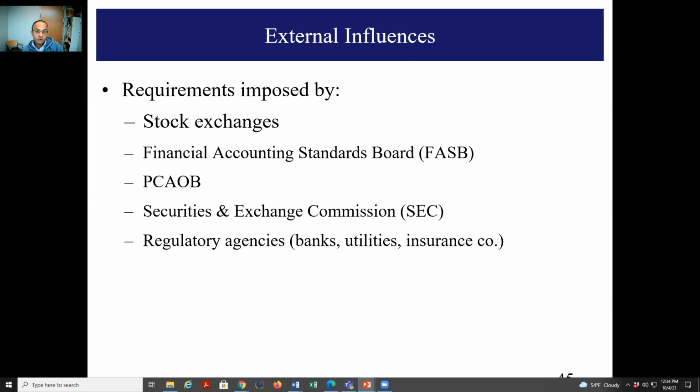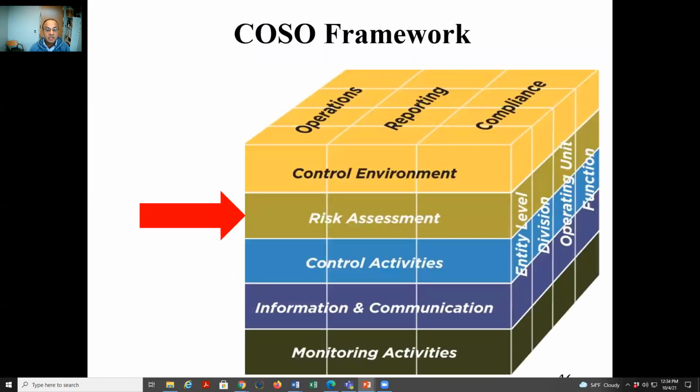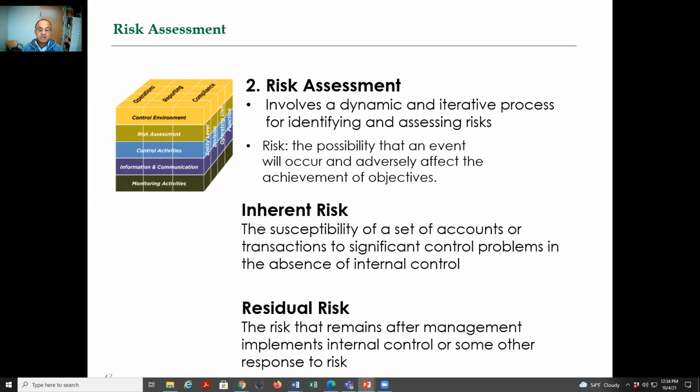So this is the first point in the COSO framework, which shows us how the environment should be set up for embracing the internal control system. Then the second point is the risk assessment. In the risk assessment, we have two different types of risks we need to define here. First, we call it inherent risk. The second one, residual risk.